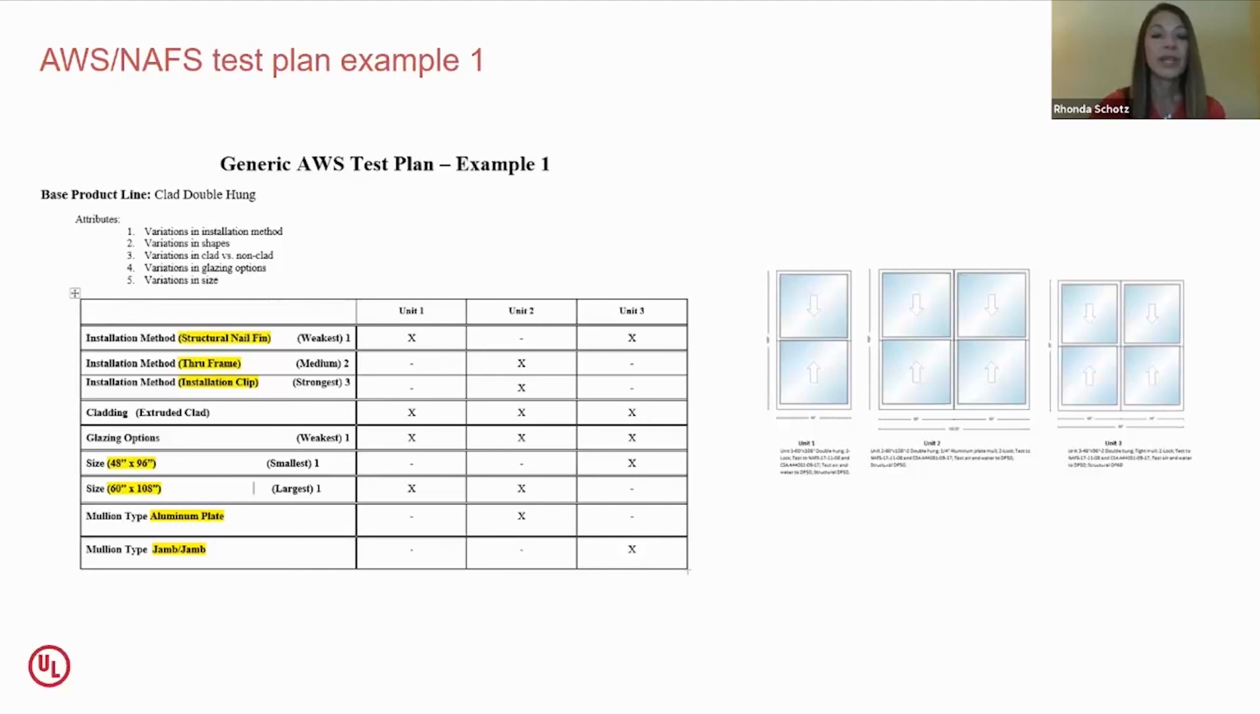Unit 3 was tested to get a higher design pressure rating. When you are completed with your test plan, submit it to your third-party certification agency for approval before beginning the testing at your test lab.